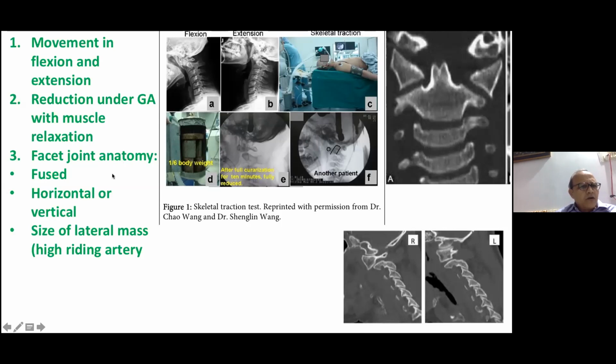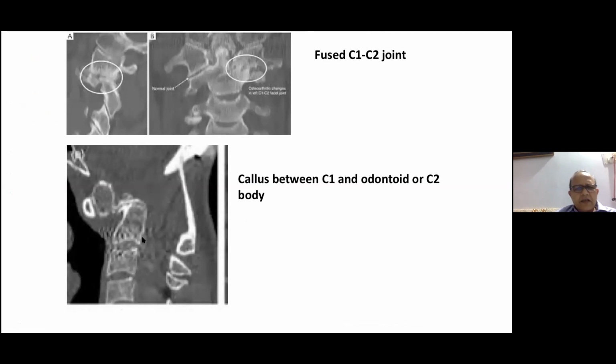Then you should also understand the anatomy of the facet joint and lateral mass very well, whether it is fused, whether it is horizontal or vertical, and how much is the size of the lateral mass of C2. Because that is the problem sometimes. Otherwise, the C1 lateral mass is quite big and there is no problem, but the C2 lateral mass may not be sufficient in some cases. So there you have to use an alternate site.